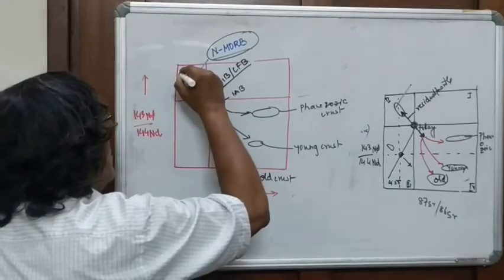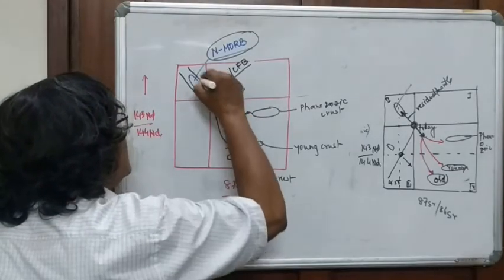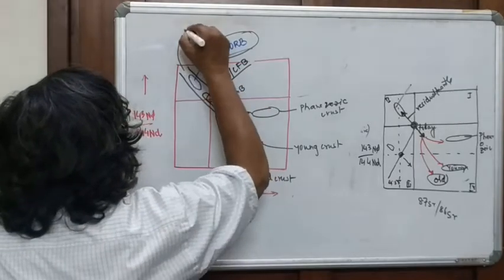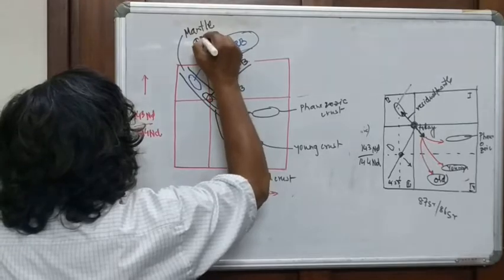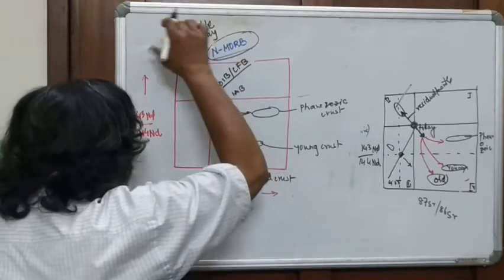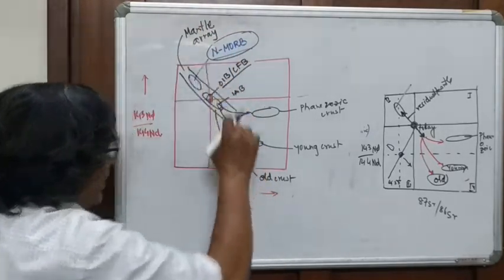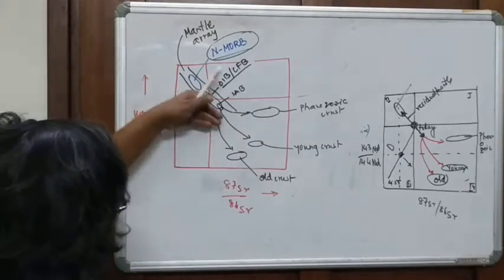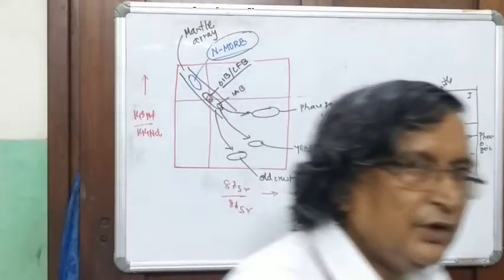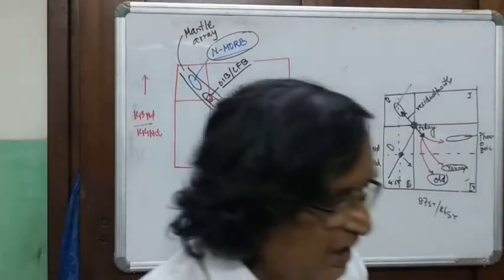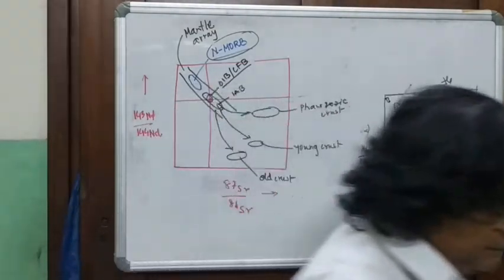Now this zone, this part, has a name. It's called the mantle array. The mantle array. So all mantle derived rocks occur in this way. These are melts and these are source rocks. Yes? So I think I will stop here at the moment.